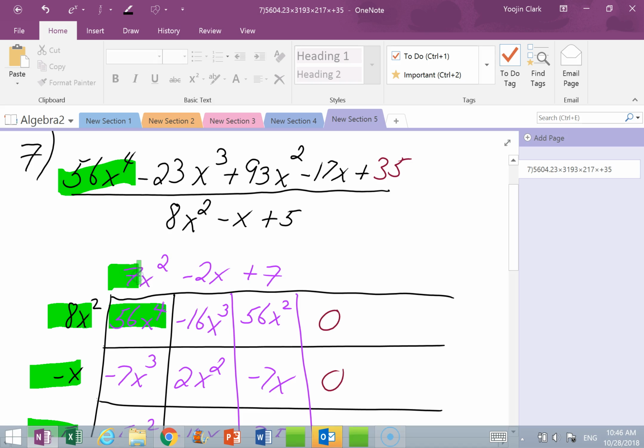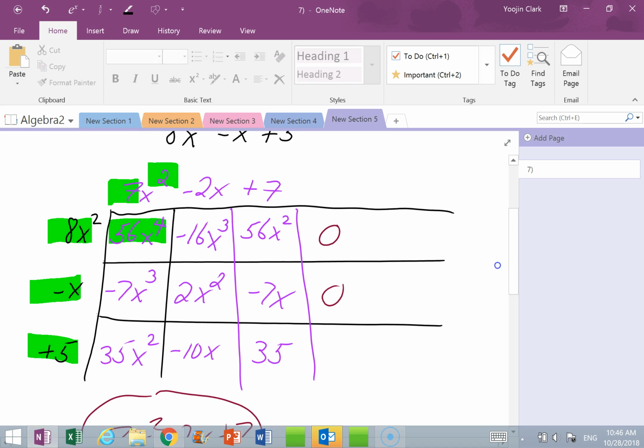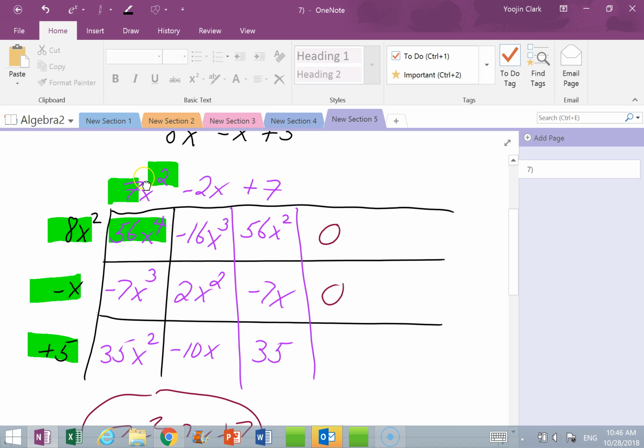8 times 7 is 56, and what do I have? I have 2x squared here, but I have x to the 4th. I need some more here, so you put that on top. Then you have to multiply this all the way down the column. So I have 7x squared times minus x, which is minus 7x cubed, and 7x squared times the positive 5 is positive 35.